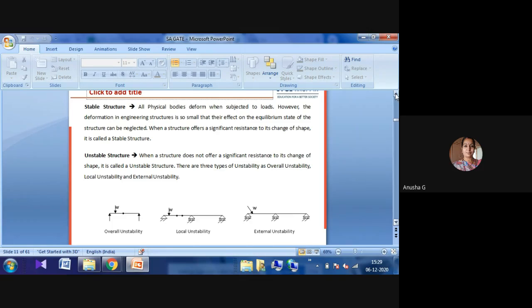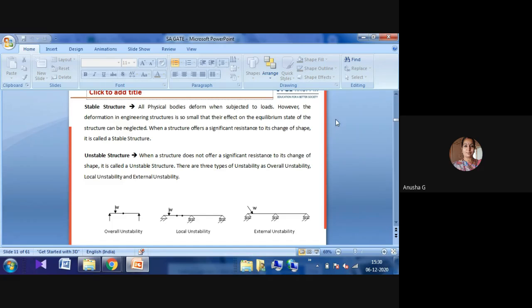Okay. Next we see what is meant by an unstable structure. An unstable structure is nothing but a structure that does not offer significant resistance to a change of shape. It is called an unstable structure. There are three types of unstable structures: overall instability, local instability, and external instability.